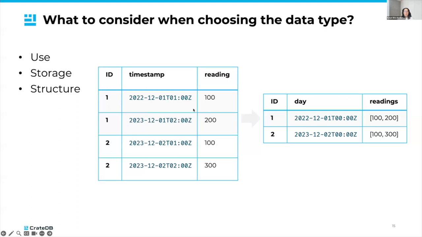They are referring to different hours there of the same day. Instead of having these two rows, you can have only one row that contains the first hour and the second hour reading in an array instead. So that's something that you should really consider when talking about storage.